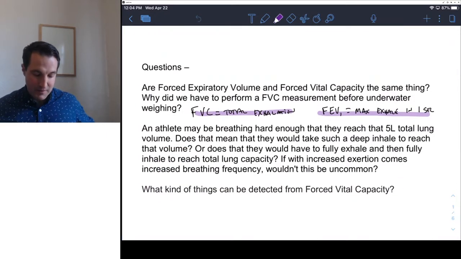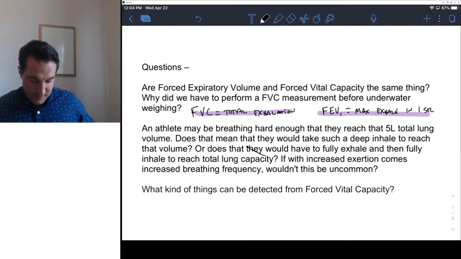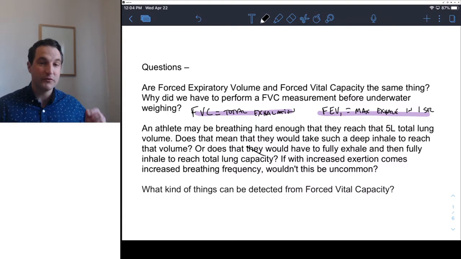Number 2, an athlete may be breathing hard enough that they reach 5 liters of total lung volume. Okay, so when they're breathing, their minute ventilation per breath is going to be about 5 liters. Does that mean they would take such a deep inhale to reach that volume? Or does that mean they would have to fully exhale and then fully inhale to reach total lung capacity? Meaning that while you're running along really hard, you're like, okay, I got to breathe out all the way out.